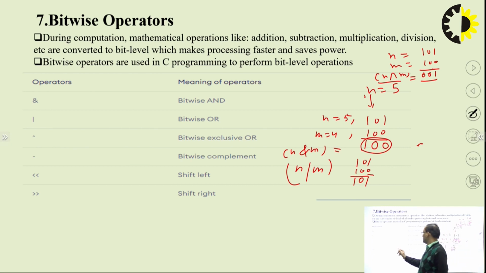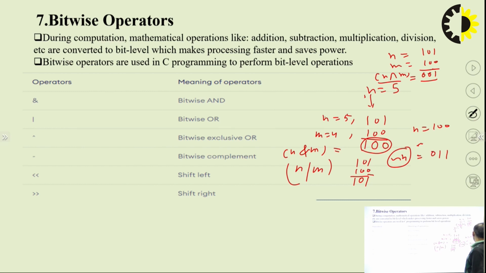Next, this operator is used to perform the complement, the one's complement. Suppose n is equal to 100. When we perform the complement of n, it will simply reverse the bits. If it is 0, then 1. If it is 1, then 0. So this will be the complement of n.